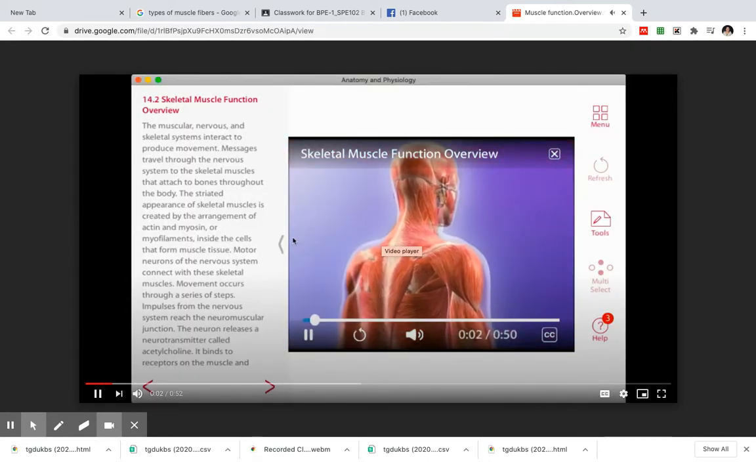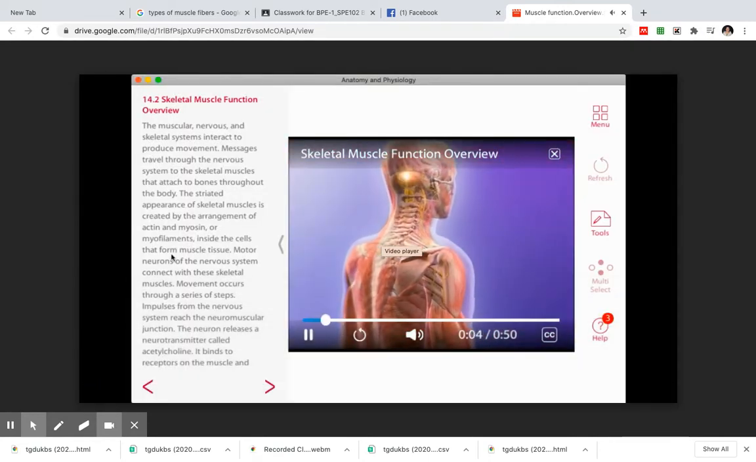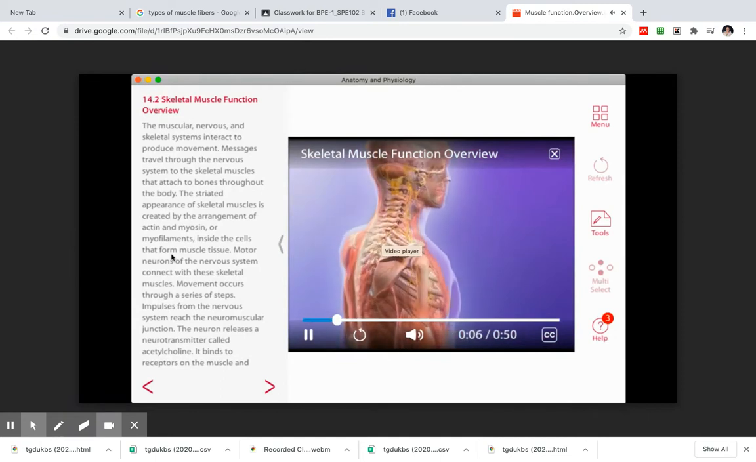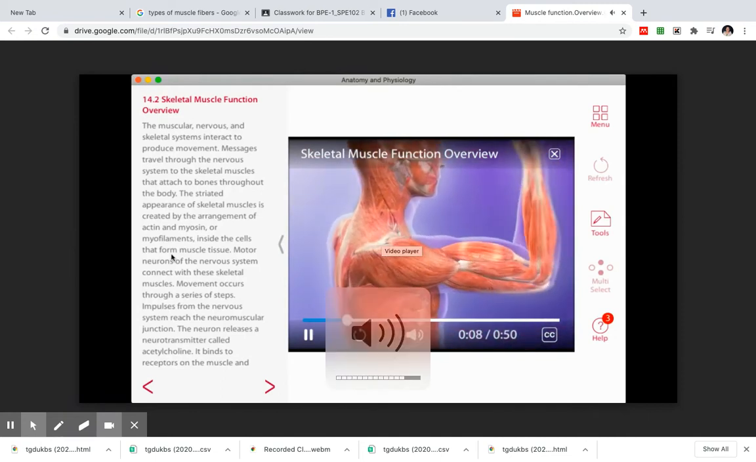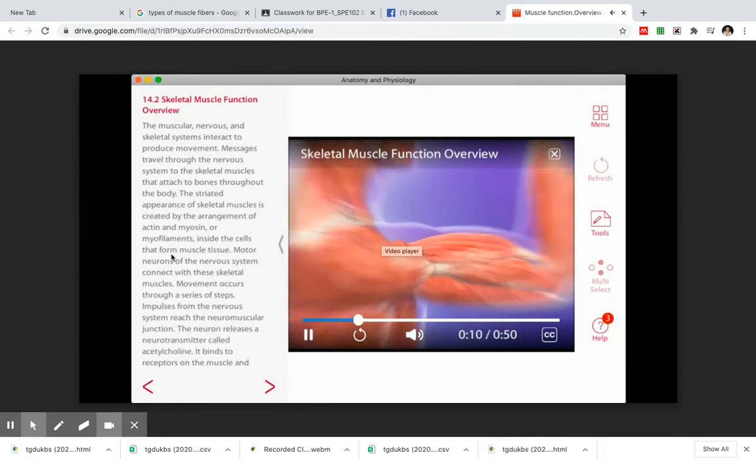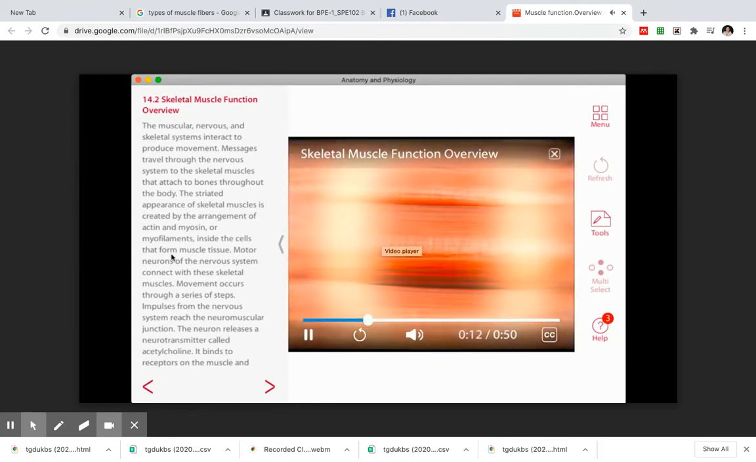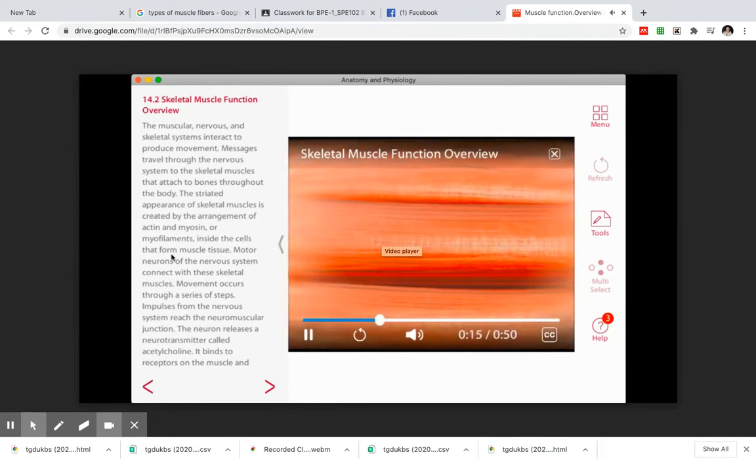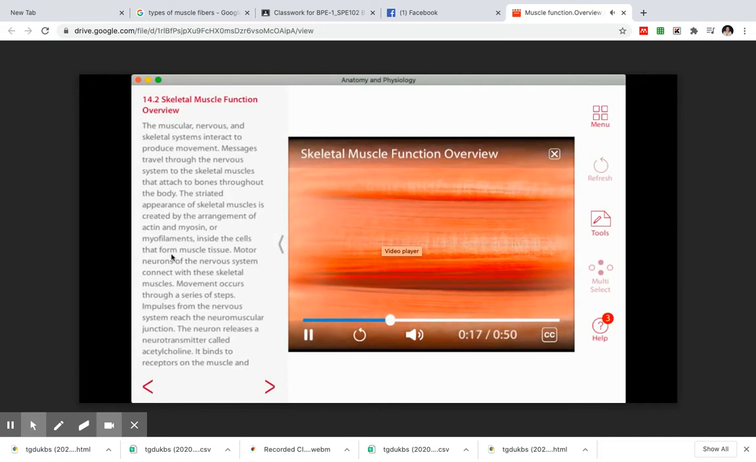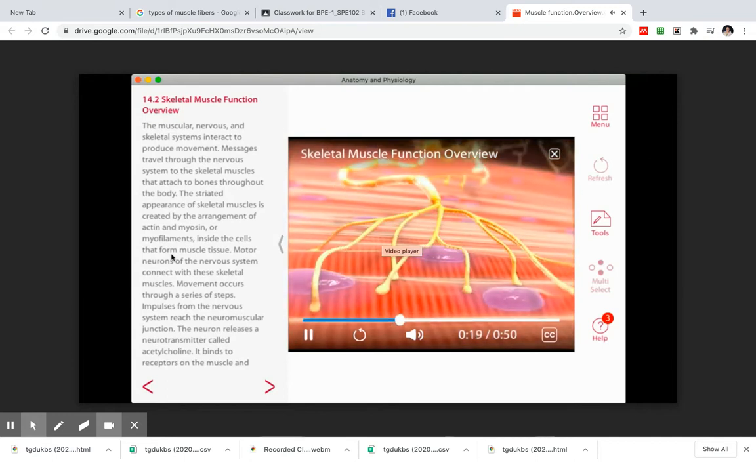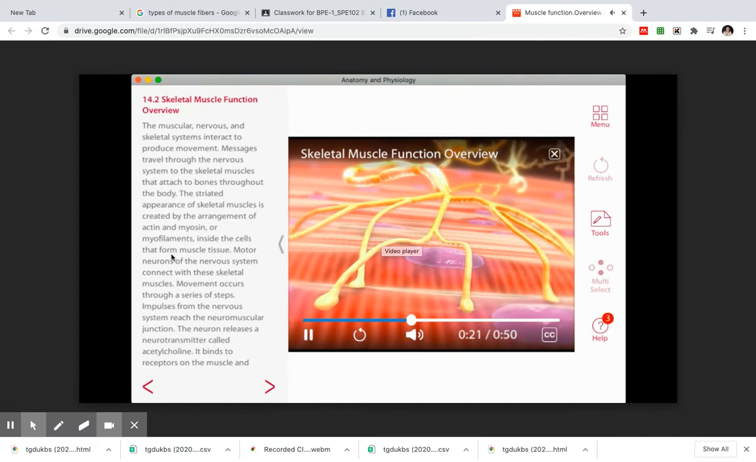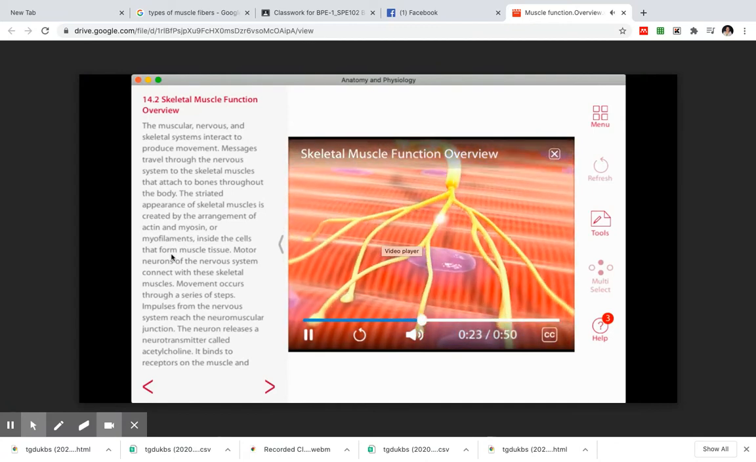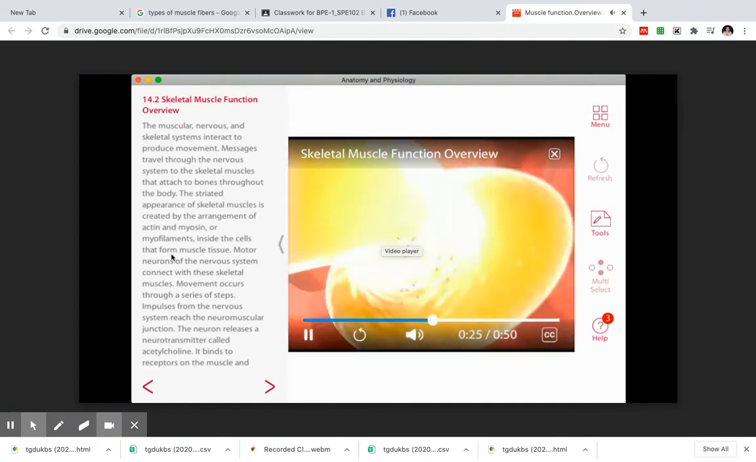And skeletal system. Movement messages travel through the nervous system to the skeletal muscles that attach to bones throughout the body. The striated appearance of skeletal muscles is created by the arrangement of actin and myosin, or myofilaments, inside the cells that form muscle tissue. Motor neurons of the nervous system connect with these skeletal muscles.